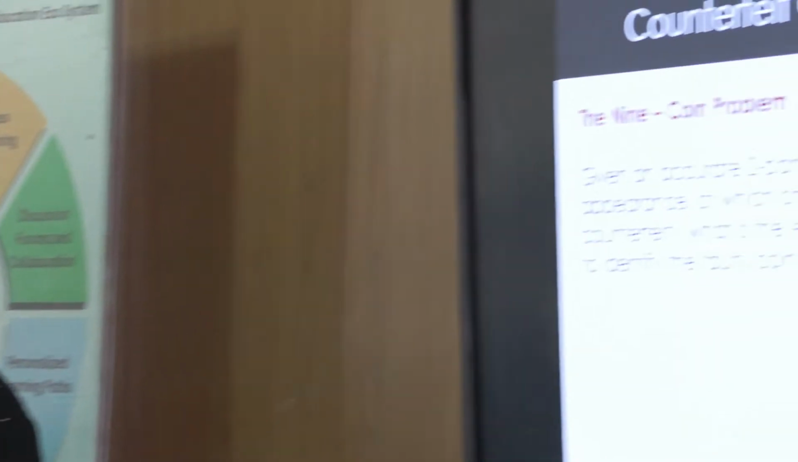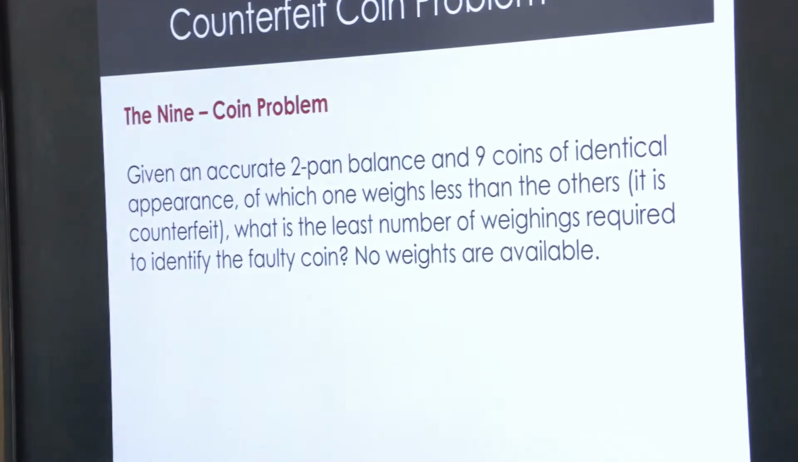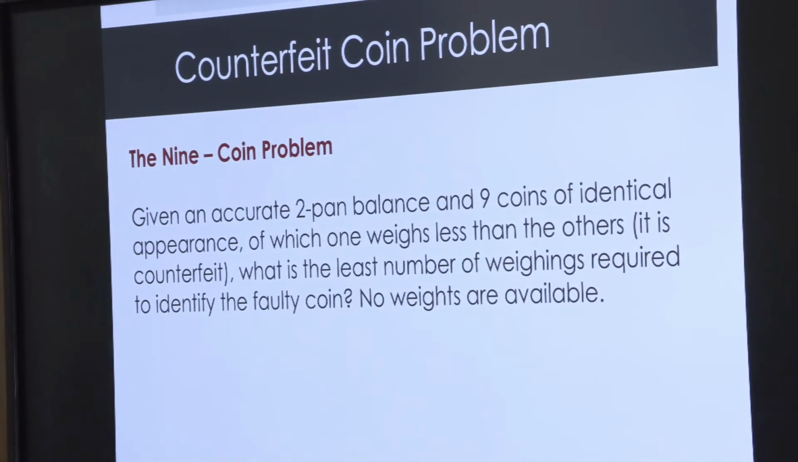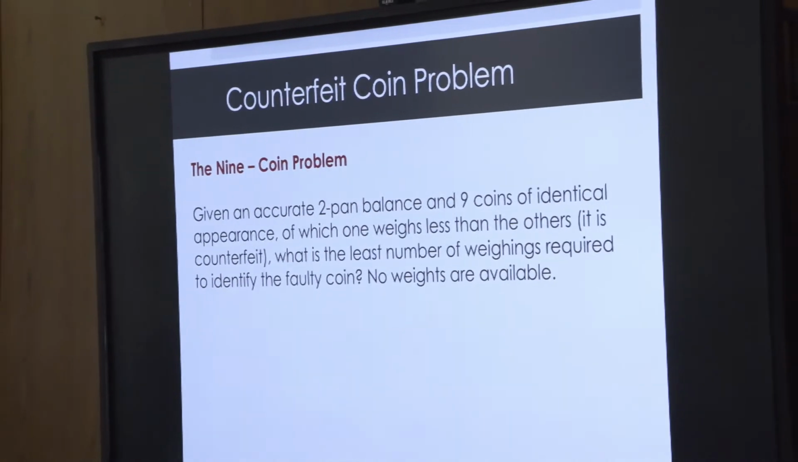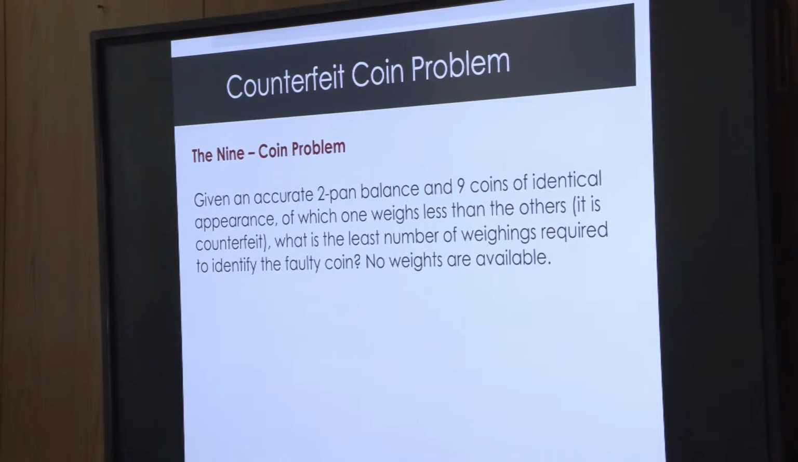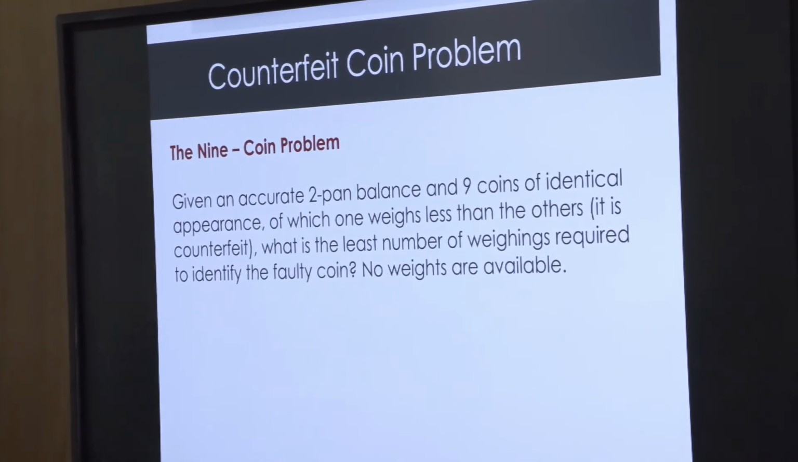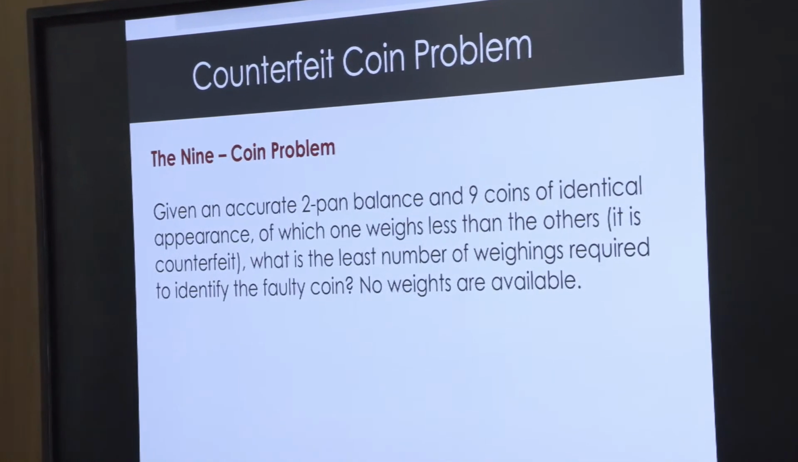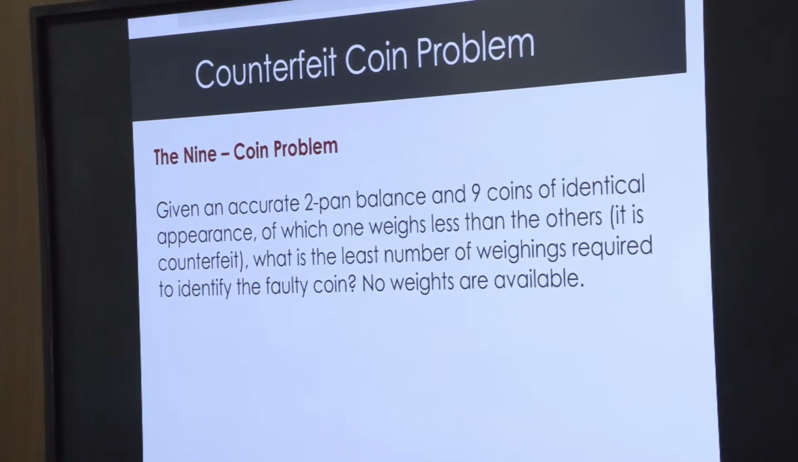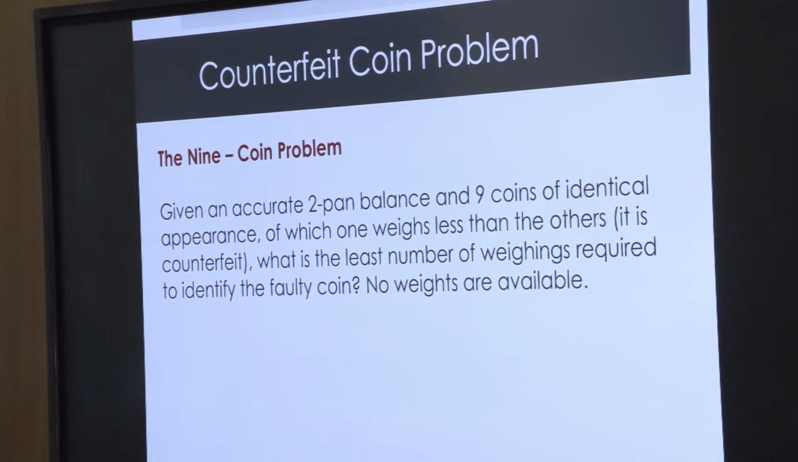We have a two pan balance and 9 coins of identical appearance, of which we know that one weighs less than the others. So it is a faulty coin. So 9 coins look exactly the same, but one is counterfeit or faulty. And what is the least number of weighings required to identify that faulty coin? But no weights are available. So basically, you can weigh the coins against each other, but you can't do anything more. So you just have that two pan balance and these 9 coins which look identical.